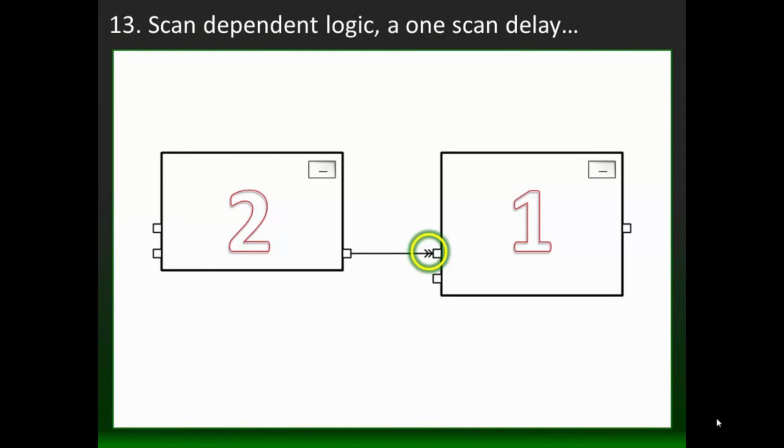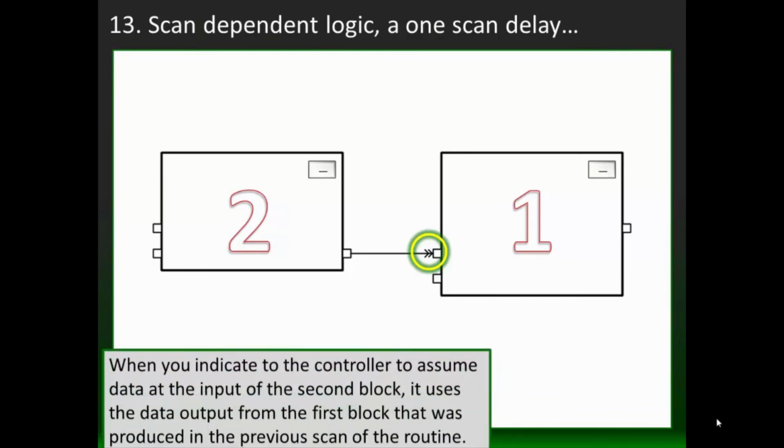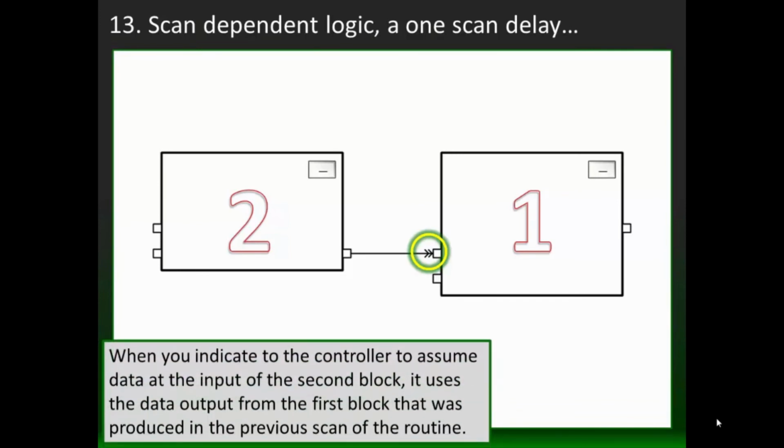Review these principles very carefully, otherwise you're going to dig a hole for yourself when you start using function block diagrams. When you indicate to the controller to assume data at the input of the second block, it uses the data output from the first block, but that was produced in the previous scan of the routine.